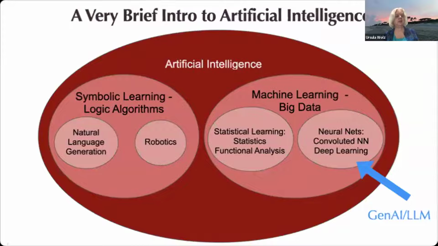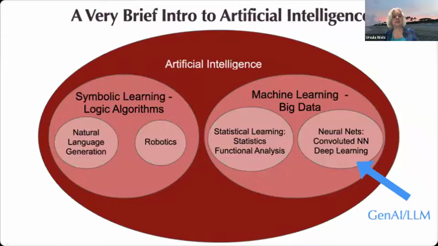Similarly, the reason robotics is a little bit smaller is that robotics takes from AI, but there's also a lot of other computer science and electrical engineering and mechanical engineering that contributes to robotics. But smart robots are primarily still part of symbolic learning and logic algorithms.